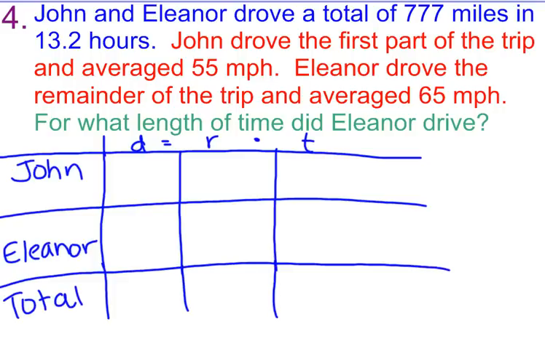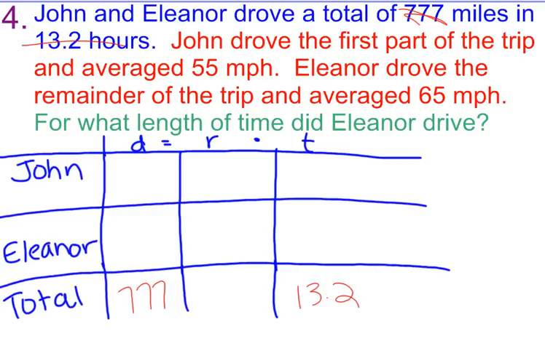And you won't always need a column for total, but after reading it again, that tells me that's what I need, right? So they drove a total of 777 miles. So that would be distance. I'm going to put 777 here. So I've used this number. In 13.2 hours. That'd be time.